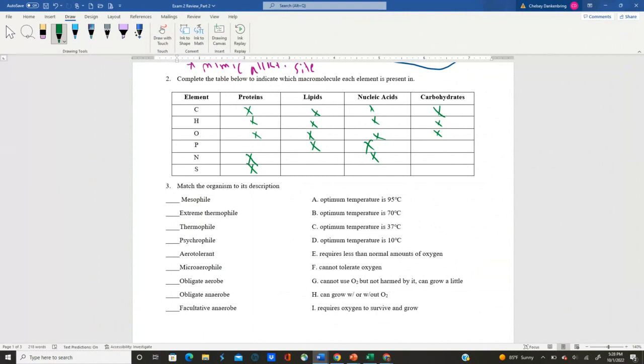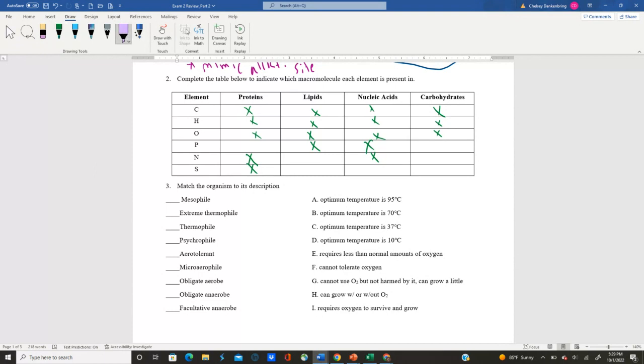So if you wanted to, and I guess had I mapped this out for y'all sooner, if you notice, proteins have everything but phosphorus. Nucleic acids have everything but sulfur. So you see kind of what I'm doing, and then lipids are missing 2 things, carbs are missing 3 things. So you could arrange this so that it's kind of more of a linear picture.